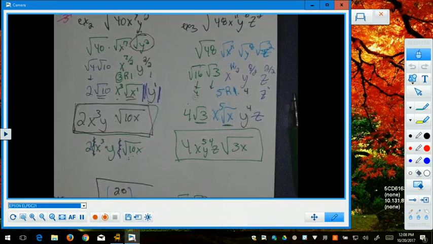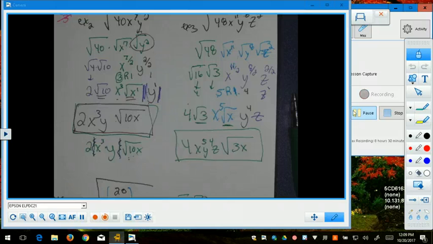On Monday, we'll go over questions from the elephant riddle, and we will be adding the concepts of adding and subtracting radical expressions, and rationalizing the denominator.